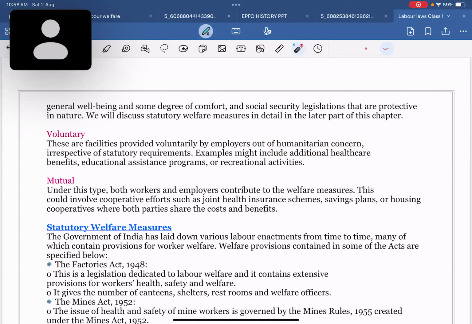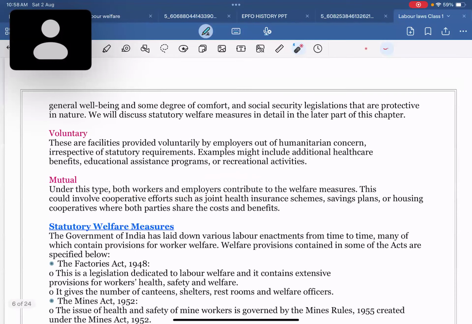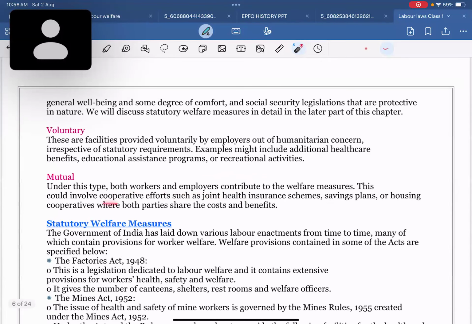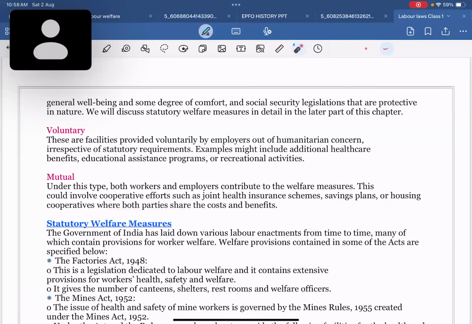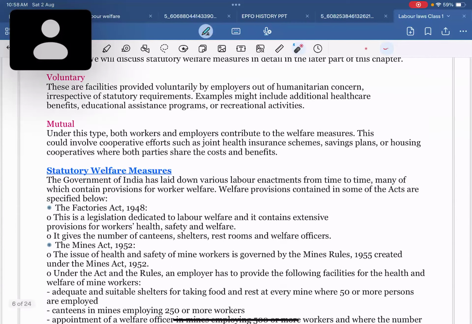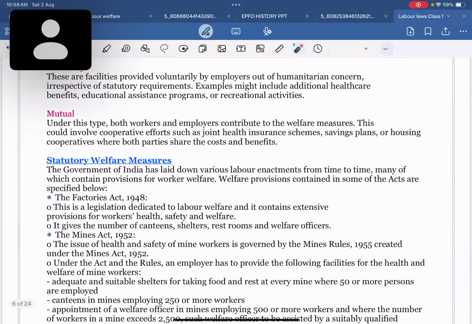Now coming to the mutual. So what are the mutual things? Under this type, both workers and employers contribute to the welfare measures. Both workers and employers. Right? This could involve corporate efforts such as joint health insurance schemes, saving plans, or housing cooperatives where both parties share the cost and benefits. Fine. So these are the things.